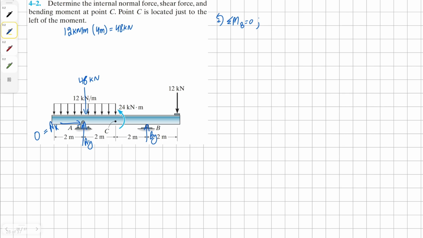We have, first of all, 12 kilonewton, which is clockwise, and it's 2 meters away. Then we have a 24 kilonewton meter counterclockwise moment. Then we have our point load of 48 kilonewton counterclockwise, and that's 4 meters away from B. Then we have our AY, which is clockwise, and it's also 4 meters away. All of this is equal to 0.